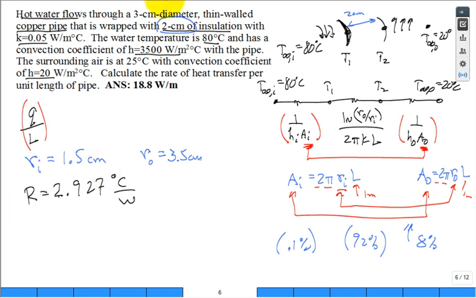Once you have this, then you get that Q is equal to delta T divided by R. And you plug in your delta T, 80 minus 20, that's 60 degrees C. And you get that Q prime is 18.8 watts per meter of unit length.